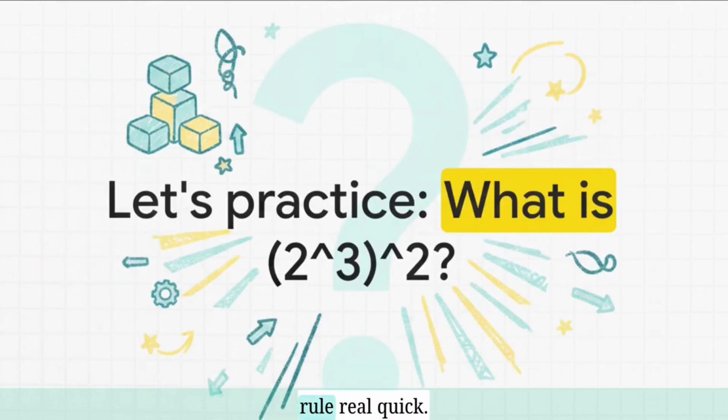Let's practice the stacking rule real quick. What is 2 to the power of 3 all raised to the power of 2? Well, you see the powers are stacked, so you multiply. 3 times 2 is 6. The base stays exactly the same, so your answer is 2 to the power of 6. Look at how rapidly your skill set is growing here. You're handling stacked exponents like a pro.